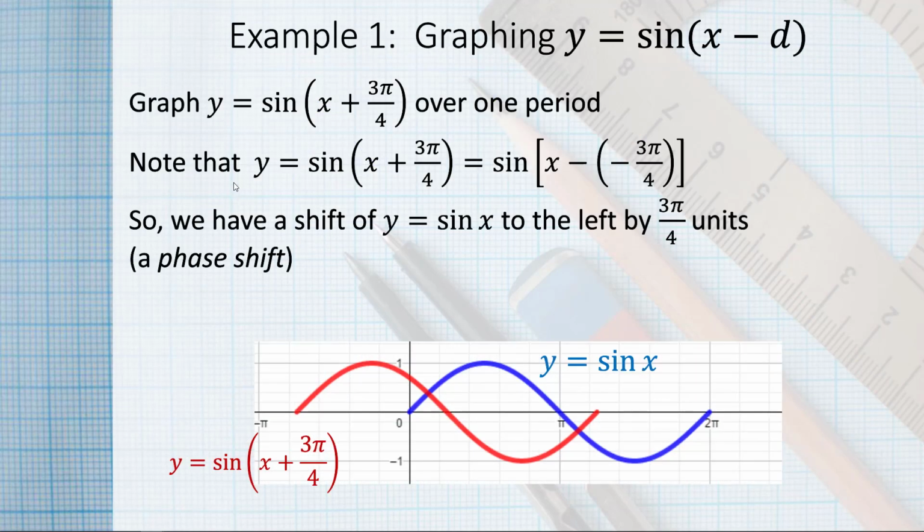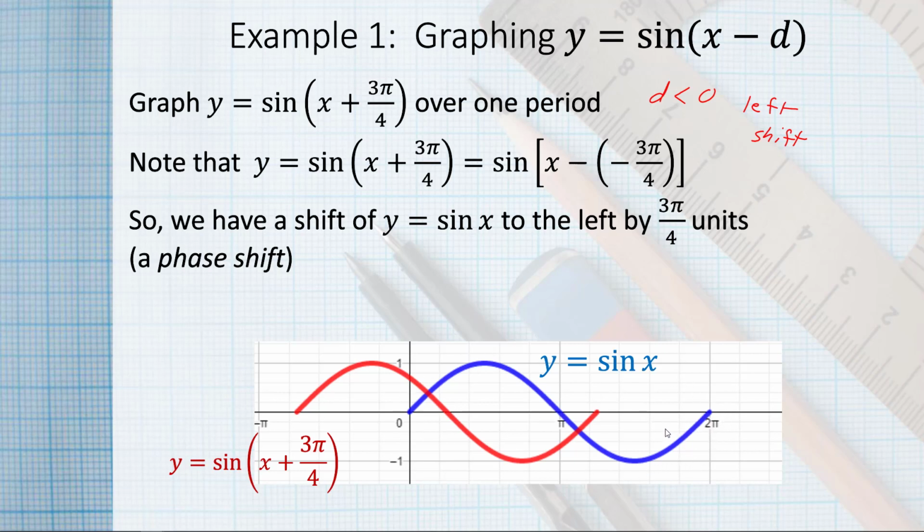Here we want to graph the sine of x plus 3 pi over 4 over 1 period. Notice that we can write it like this, so we actually have the case where d is less than 0. So this is going to be a shift to the left. And what's one great way of looking at this? Well, here is sine of x. All we're going to do is take this function for 1 period, and shift it to the left by 3 pi over 4, and there we have it. That's pretty much the preferred way to look at it, at least from my perspective.